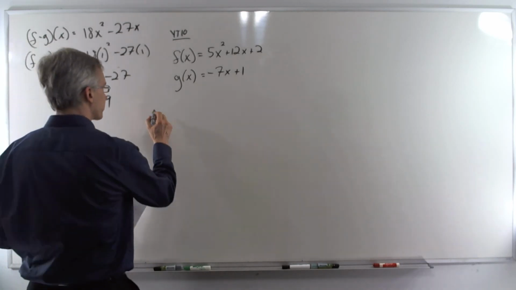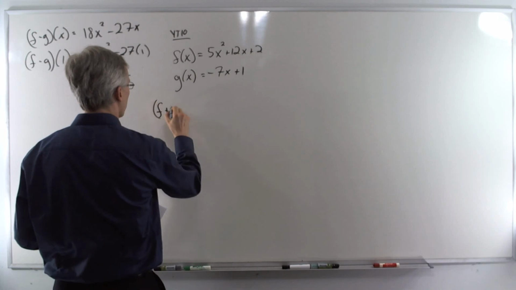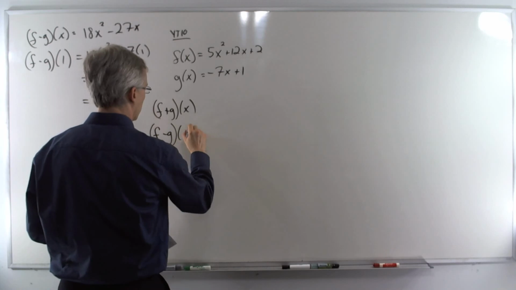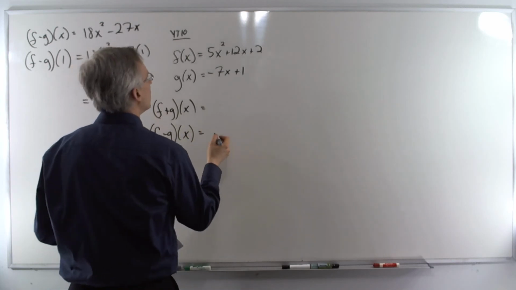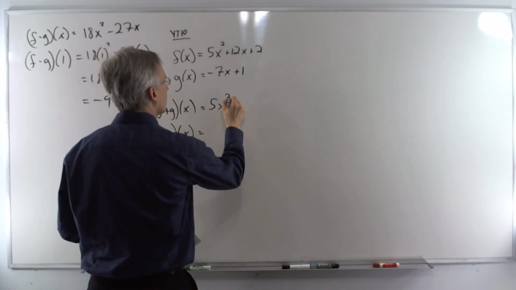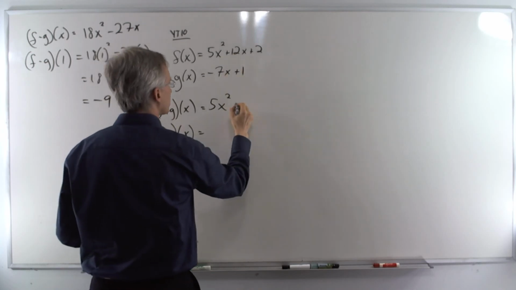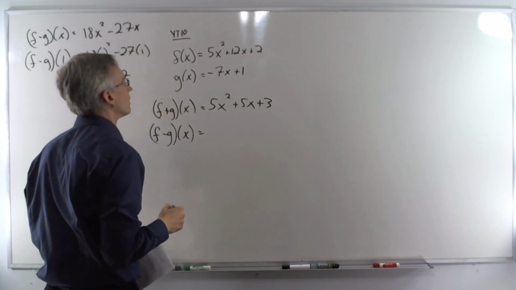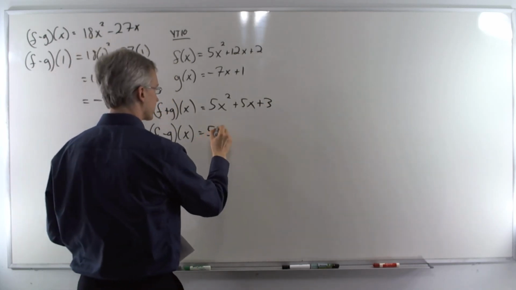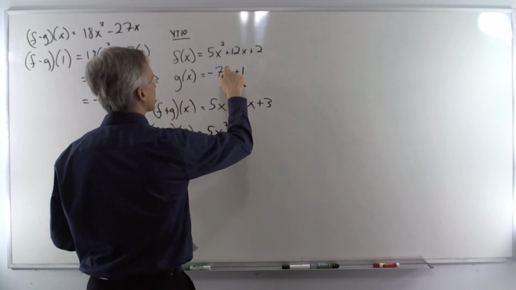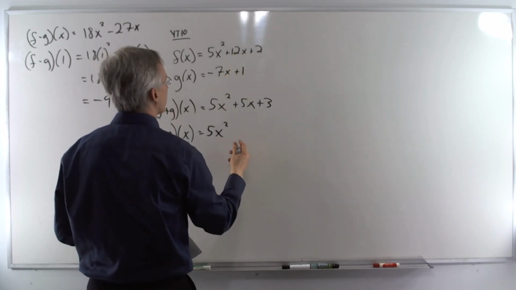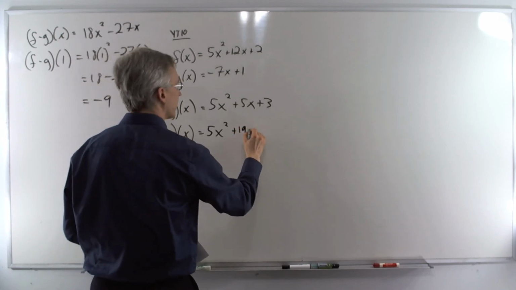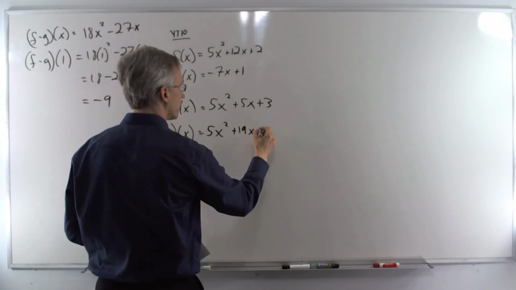Let's find the combined function. Start with f plus g of x. Got 5x squared, combine the x terms, plus 5x plus 3. All right, now subtract them. That gives us 5x squared. And 12x minus 7x, that's 12x minus negative 7x is 12x plus 7x, so plus 19x. Then you got 2 minus 1, or 1.